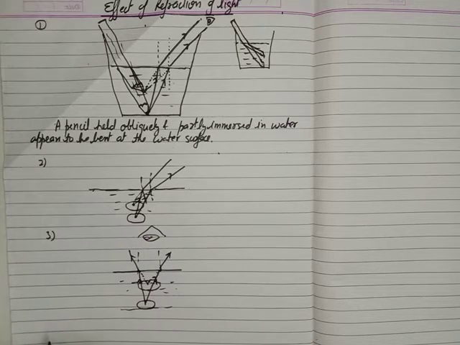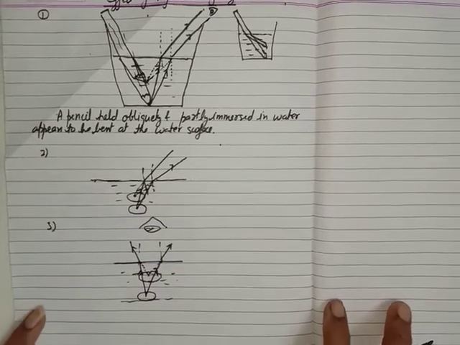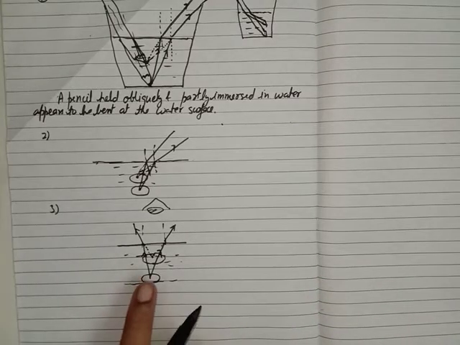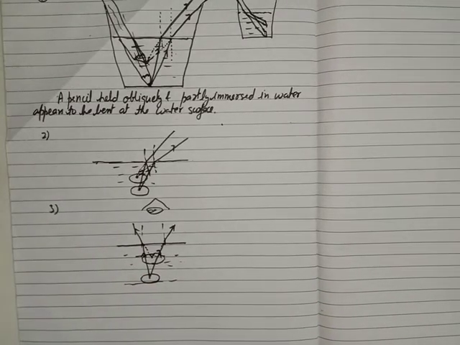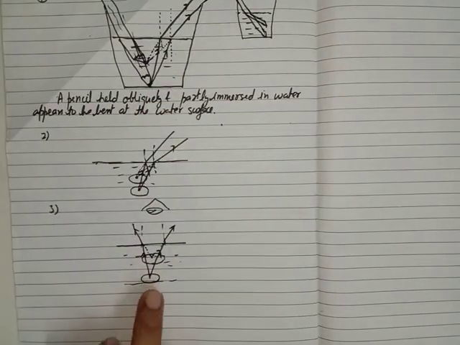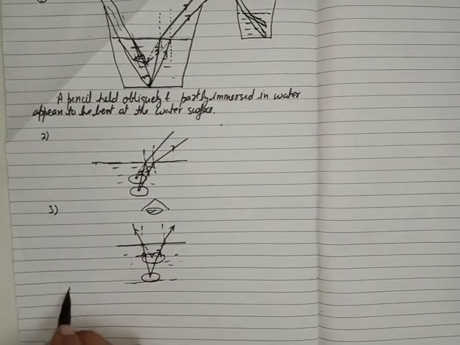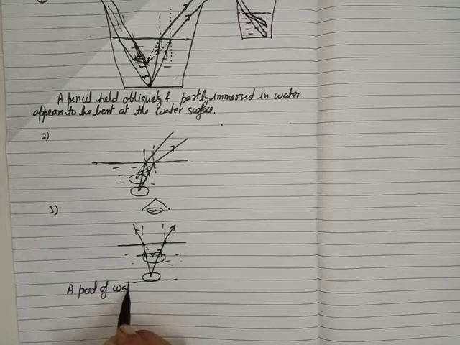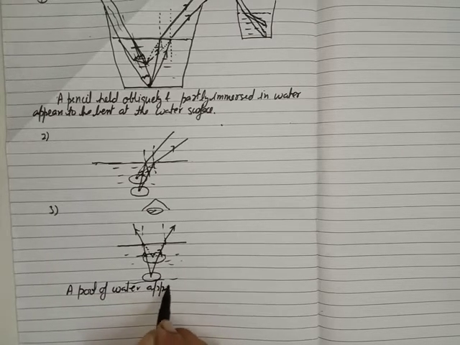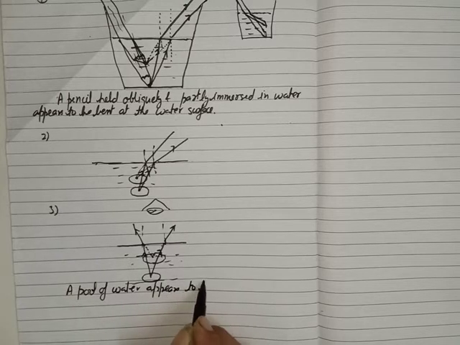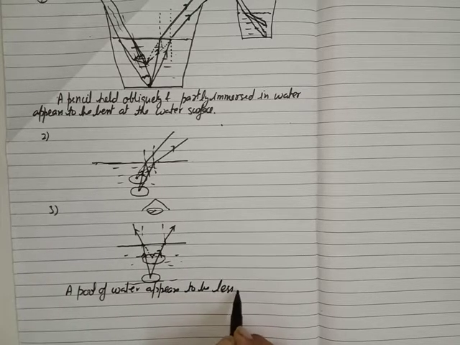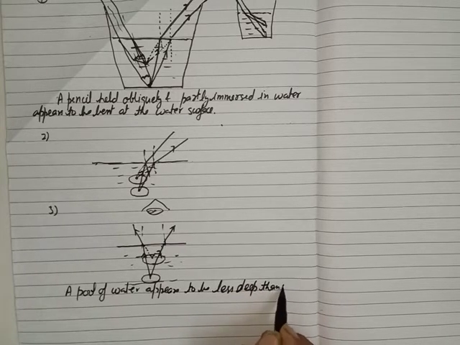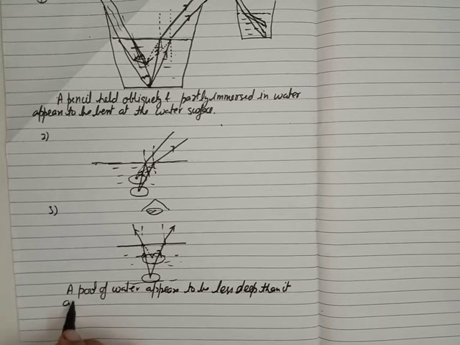Like, I'm going to write the explanation of only one part. I think of this part. Yeah, of this part. Okay, I'm going to write here for this part: A pool of water appears to be less deep than it actually is.